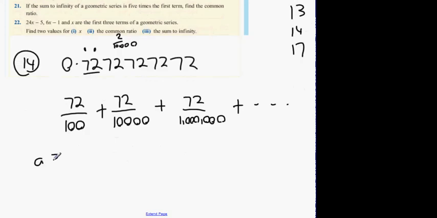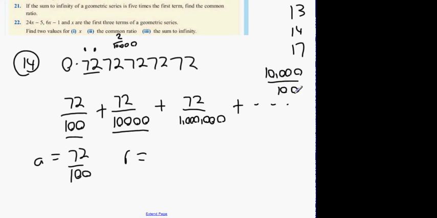Now our a value is 72 over 100. Our r value is basically 10,000 divided by 100. So 10,000 divided by 100, and what you're going to get is 100. So r equals 1 over 100.